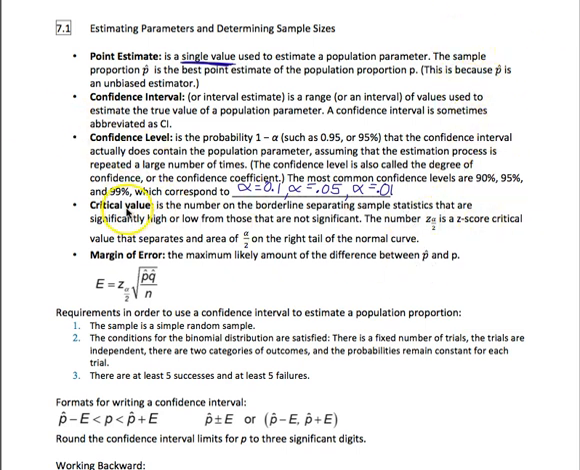Also, on the critical value, the key here is the z sub alpha over 2. So make sure we understand that it's not z sub alpha. If they give you alpha, you have to divide that by 2 in order to find that critical value. Margin of error uses the z sub alpha over 2. It also uses p hat and q hat, where p hat and q hat are complements.